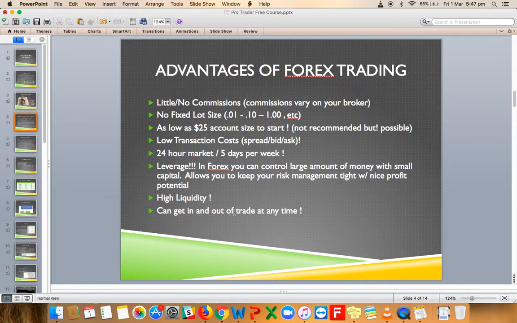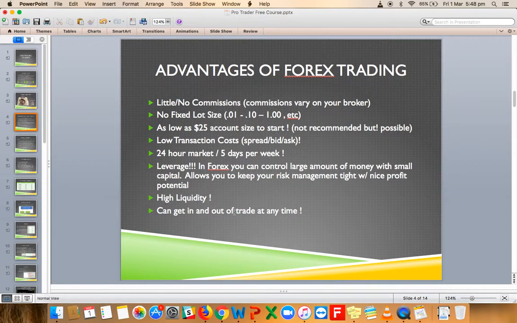There is no fixed lot size. What do you mean by lot size? Lot size is like the contract size of each of the trades you execute. We have various sizes, and when you get involved in the learning of Forex proper, you get to understand this more adequately. You can start Forex trading with as low as $25, depending on the broker you're trading with. We don't recommend this, but it's very possible to start with this amount.